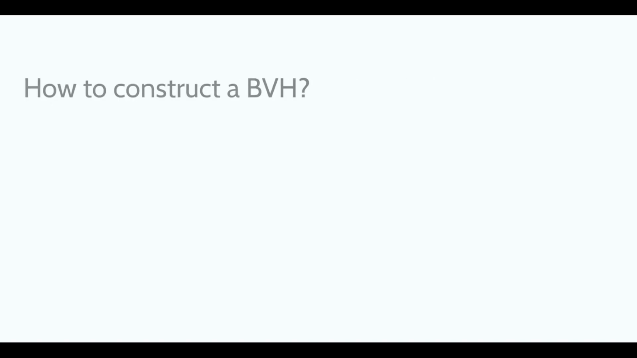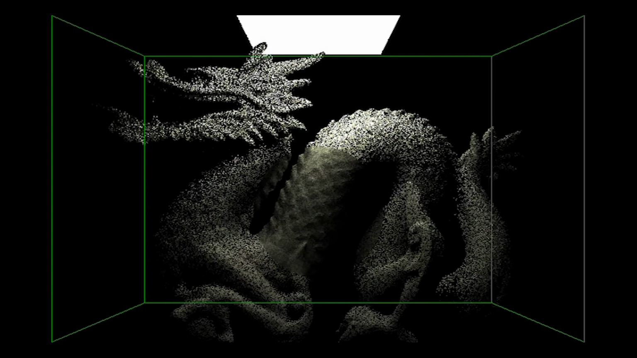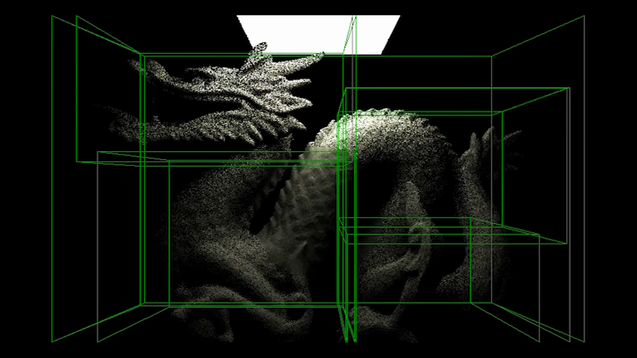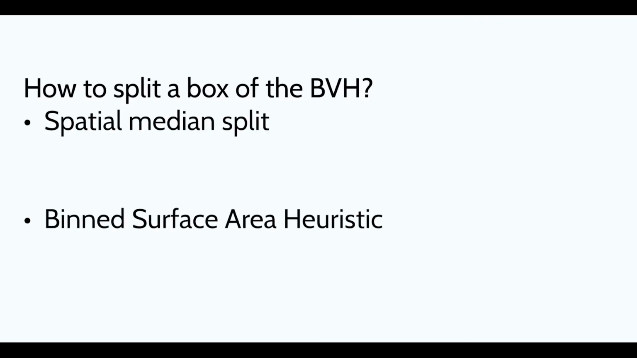The question is of course how we construct these boxes. We do this using a top-down approach. That means that we generate a large box over the entire scene, and we split this box into two to create two smaller boxes, and then we split that one again until we are satisfied. But how do we split these boxes into two? Two main methods to do so are the spatial medium split and the bin surface area heuristic.